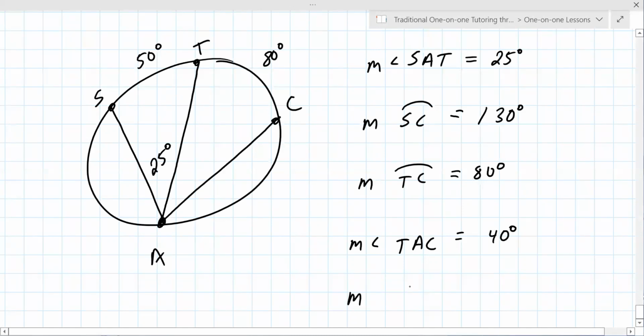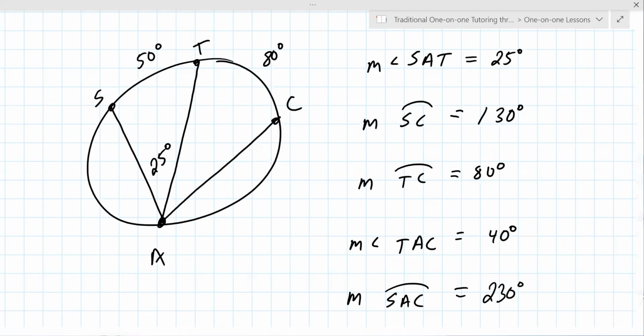And then I guess the last thing I could ask you here is SAC, going the other way around, and you'll find that that's 230. Wait, would it be 230 or 220? It's 50 plus 80 plus something else to get to 360. So it's 260. Yeah. Okay.